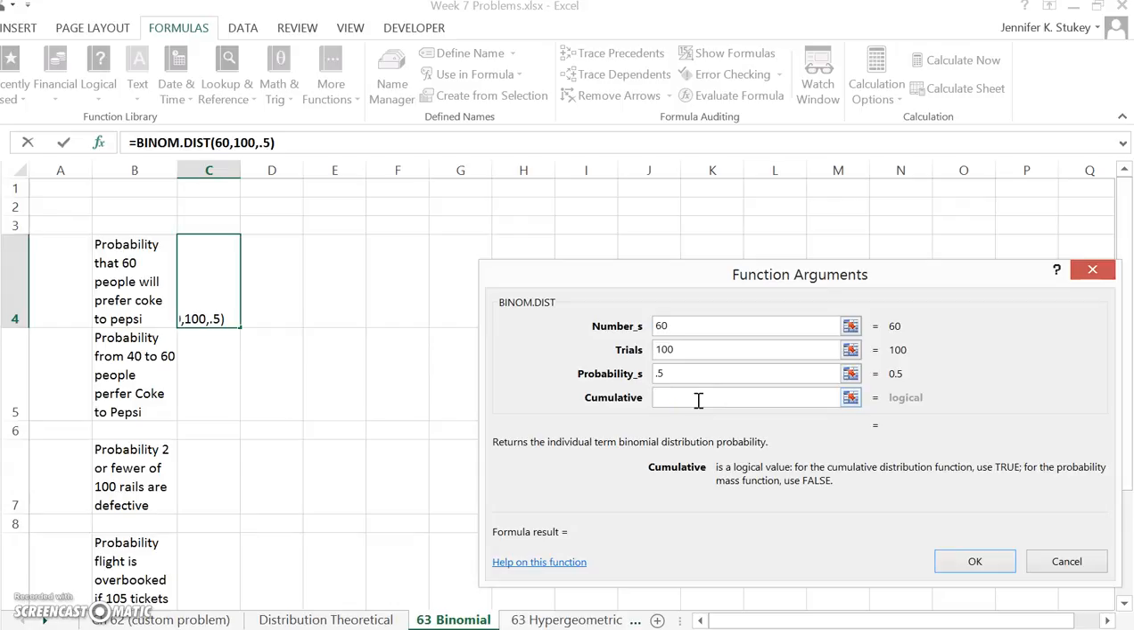and we've got to decide whether this is true or false. If we were looking for the probability that 60 or less, all the way down to 0, would prefer Coke to Pepsi, we would use true. So that would give us a value for literally anybody between 0 and 60 that preferred Pepsi. In this case, we want false because we are looking for exactly the number of people that would prefer Pepsi. So the question is, what are the odds that exactly 60 people would prefer Pepsi? So that is going to be false.